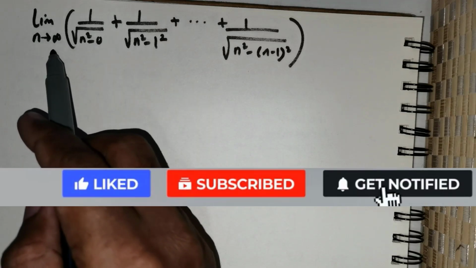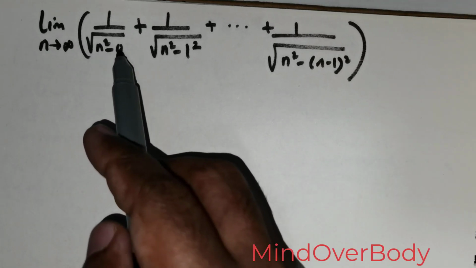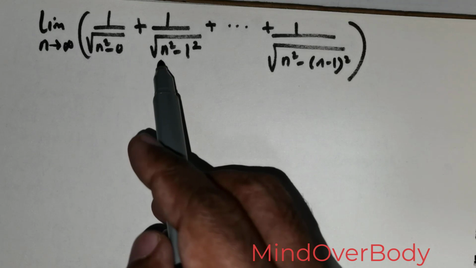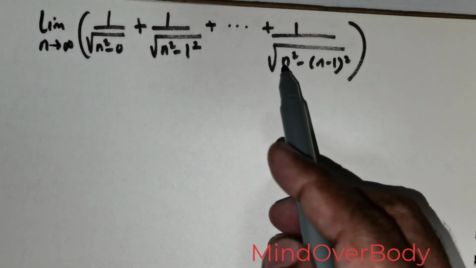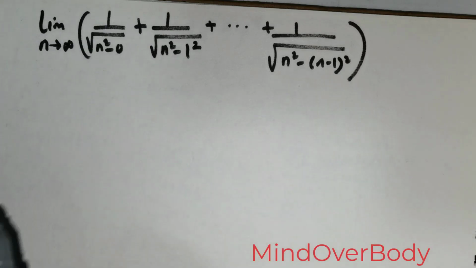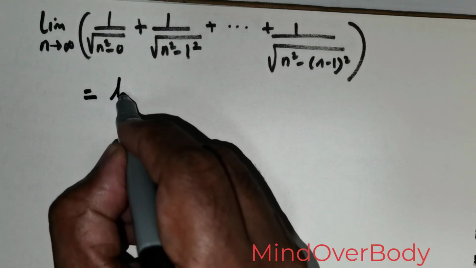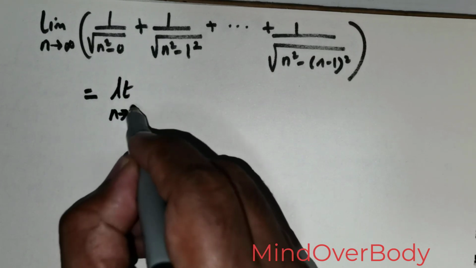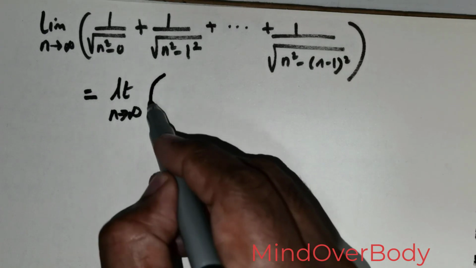Evaluate the limit as n tends to infinity of 1 over the square root of n squared minus 0, plus 1 over the square root of n squared minus 1 squared, and so on up to 1 over the square root of n squared minus (n minus 1) raised to the power 2. First, I would like to convert this quantity into a summation series.